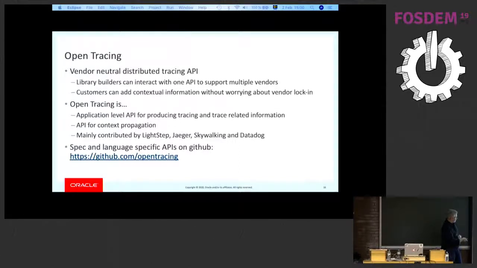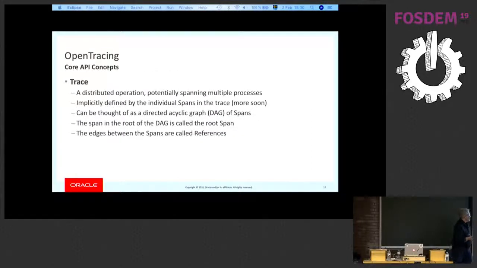There is a spec on GitHub if you're interested in looking at it. So I'm quickly just going to go through some basic parts of the API, because you will need to know this when I do the demo. The core concept, which is not actually part of the API, is a distributed trace. This is something that can span multiple processes. And it's really a directed acyclic graph of spans. So we'll get to spans.